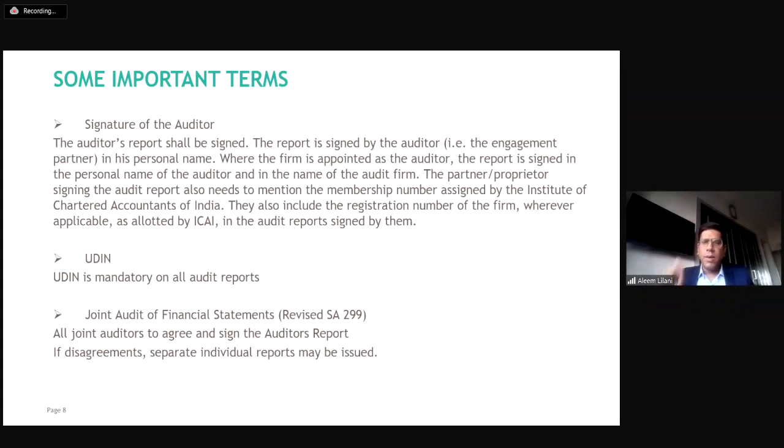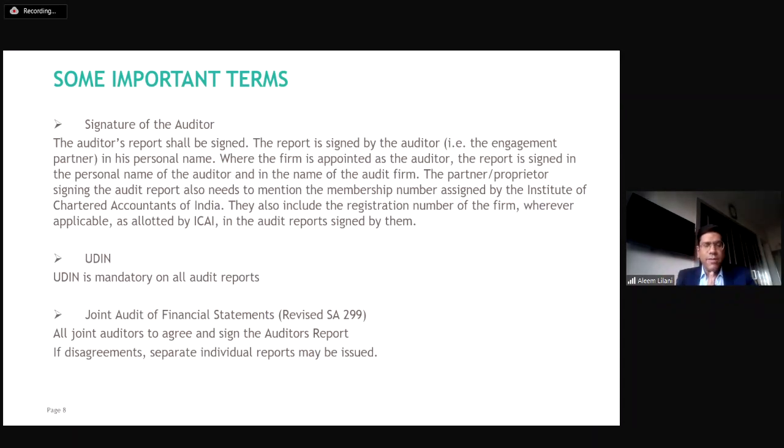And you have to mention the membership number, the firm registration number, and of course, the UDIN, which is mandatory on all the reports. And every single report, whether you are giving it to the management personally because he requested you to do a job for you, or you're giving it to the shareholders, it requires a UDIN. Every assurance engagement, a certificate, any report requires a UDIN.